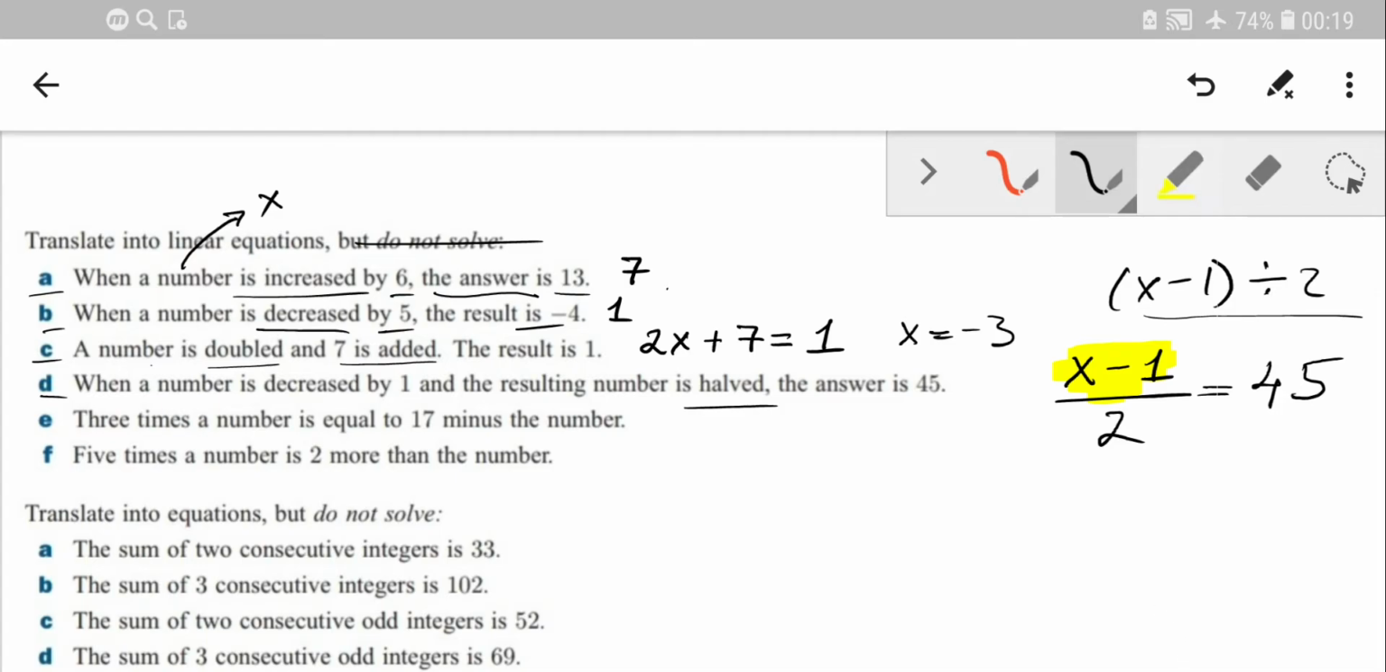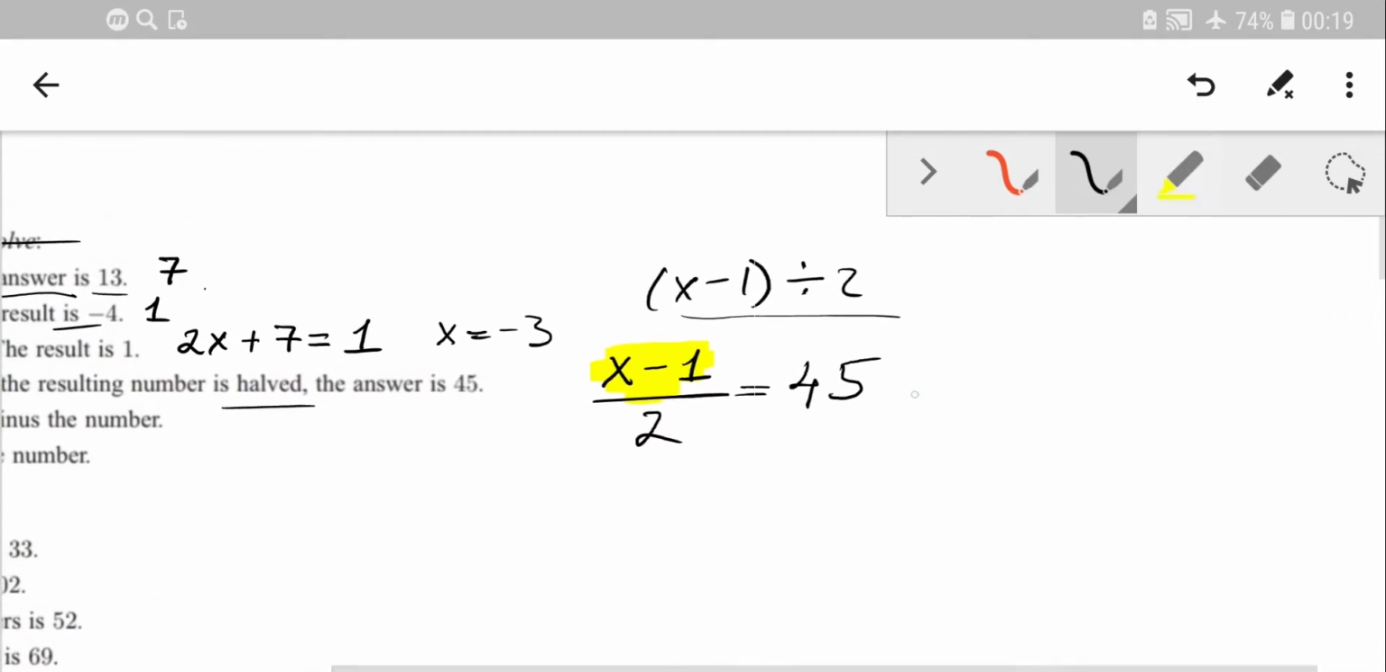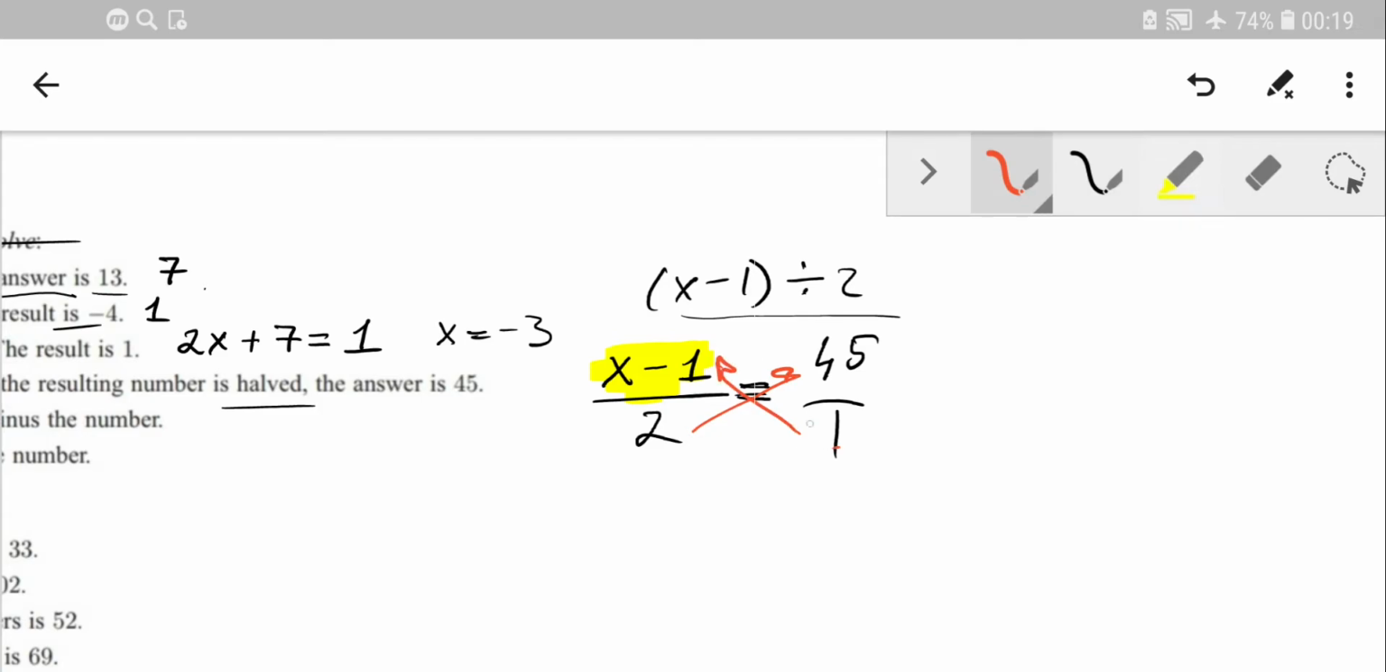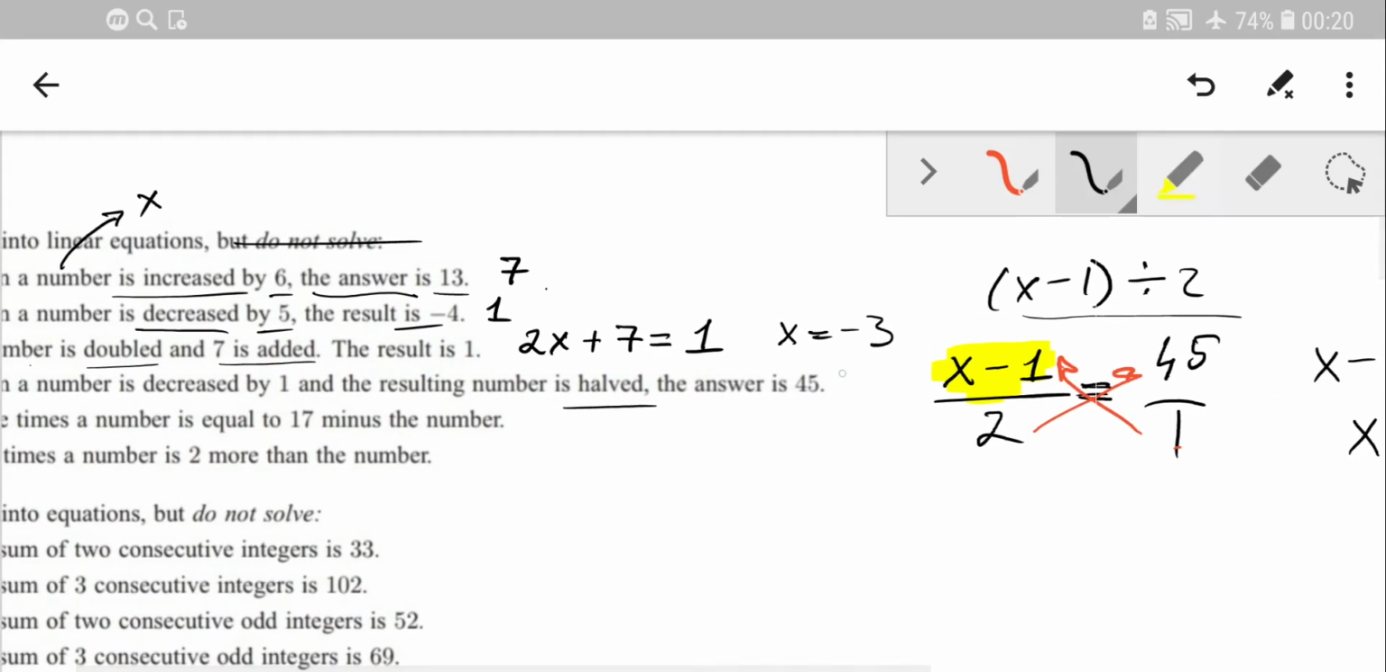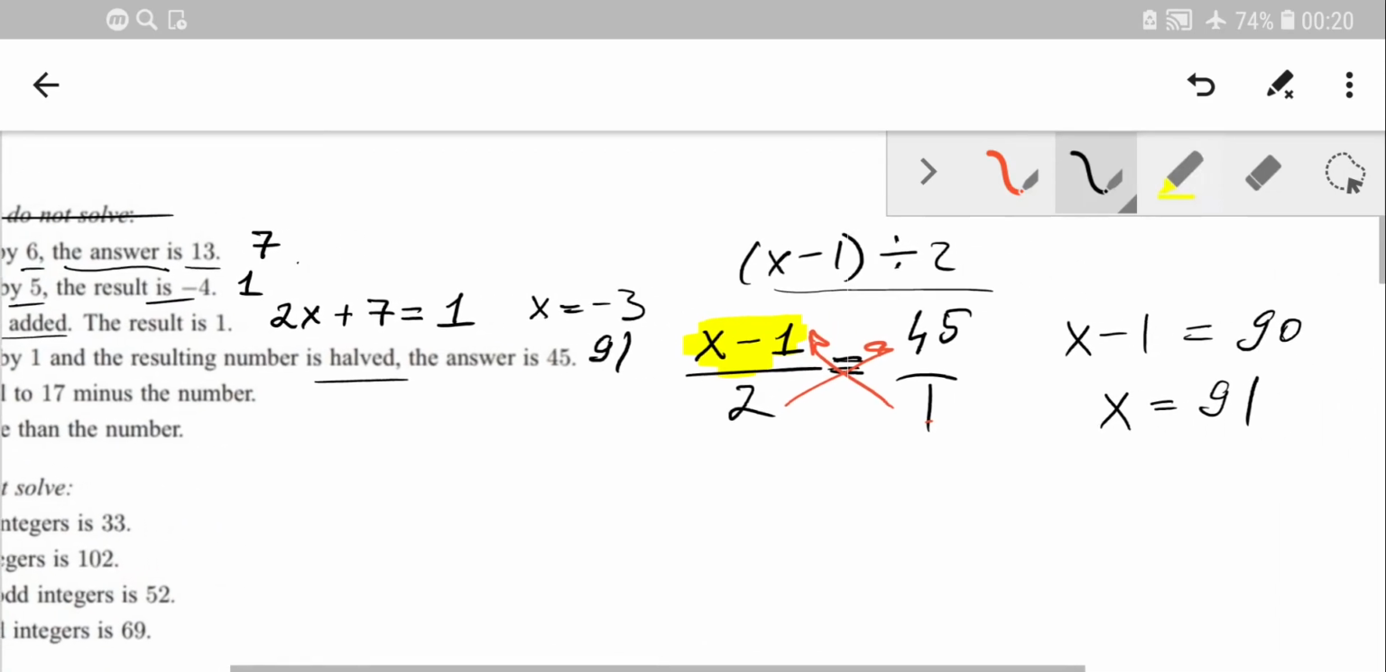Okay, we arrived at a fractional equation. How to solve that? We can say that 45 is 45 over 1. And now just use straightforward logic: crisscross multiplication. So 1 by x minus 1 and 45 by 2. So 45 multiplied by 2 is 90. So we'll get the final answer to be 91. So the answer here is 91. Okay.